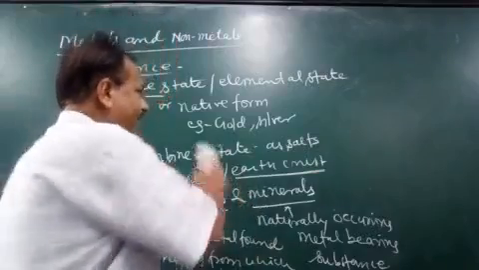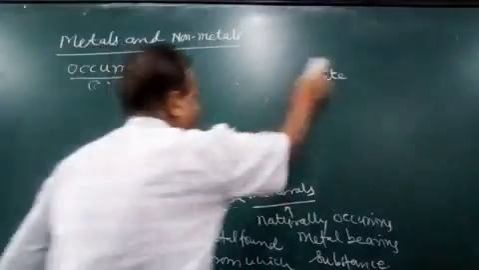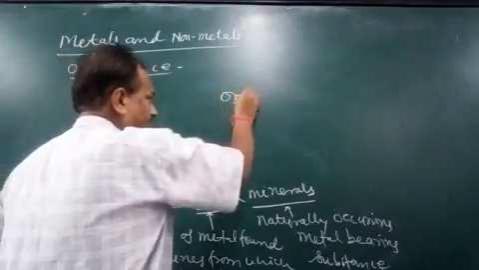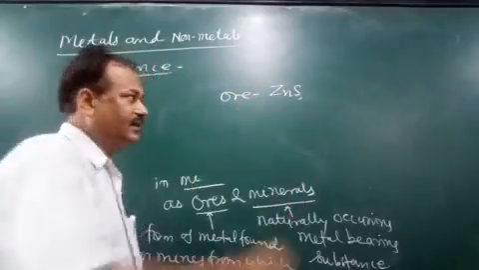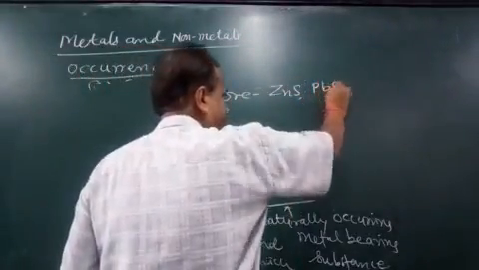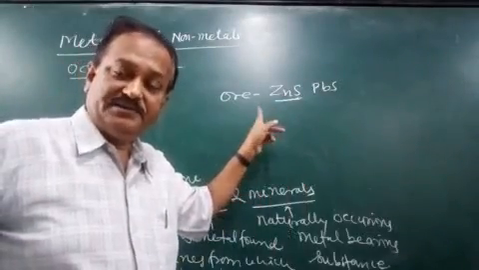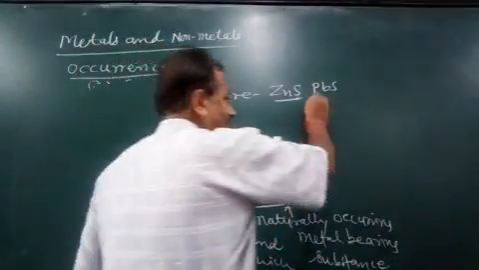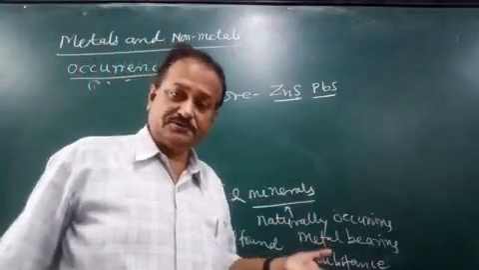Now examples for ores and minerals. Here we can say ores like ZnS, PbS. This is zinc sulfide. This is an ore. This is lead sulfide. There are different forms of ores.